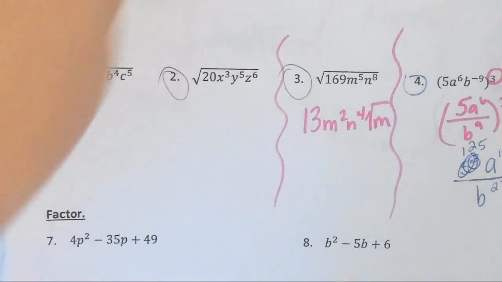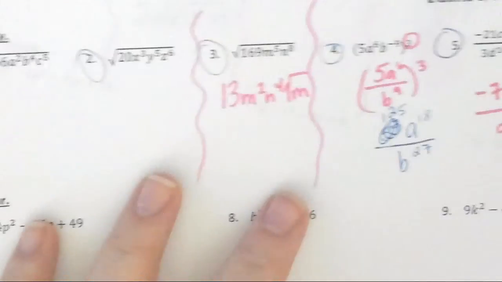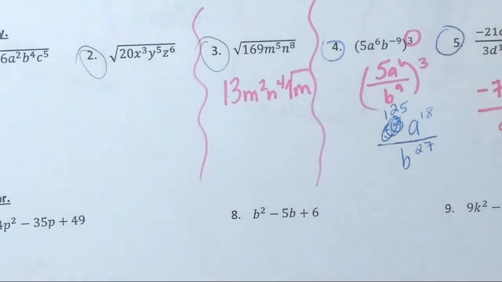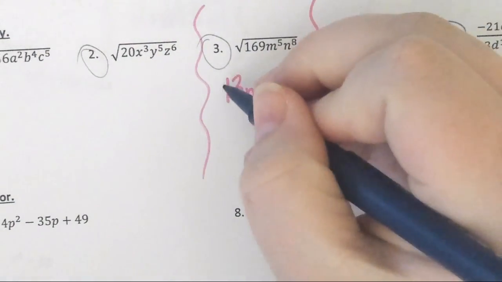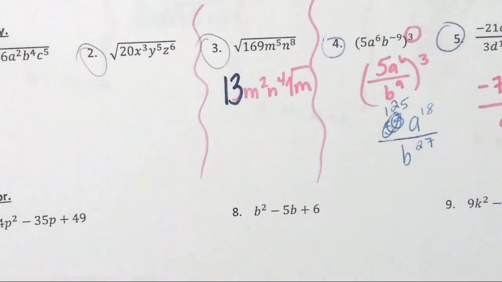First of all, she recognized that the square root of 169 is 13. So she recognized that perfect square. I'm also impressed she knew to leave an M under the house. Why did Abby Grace leave an M under the house? Because you couldn't pull another one out.